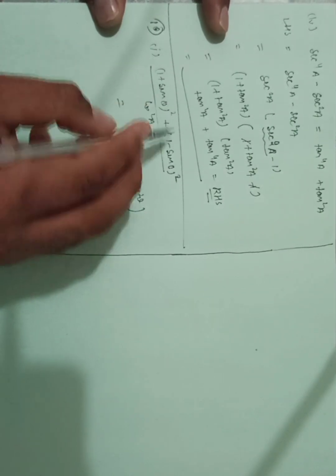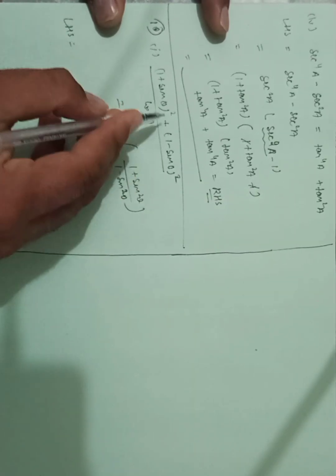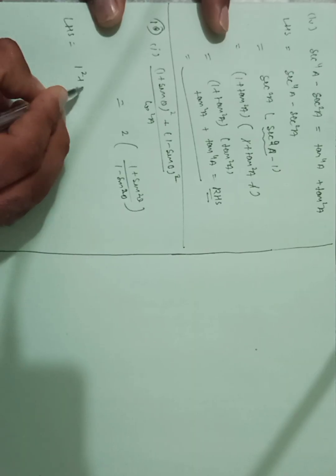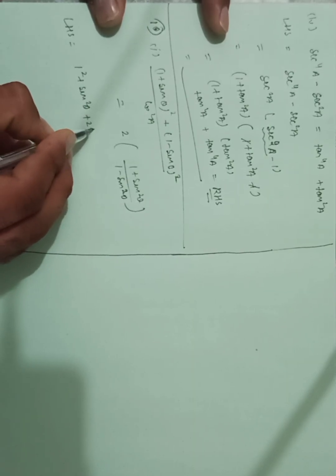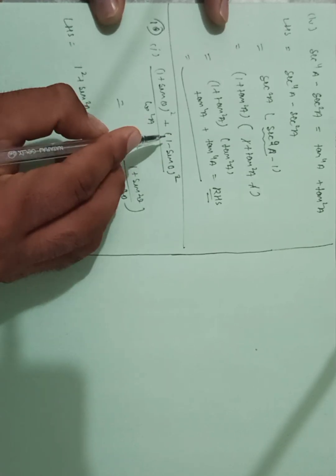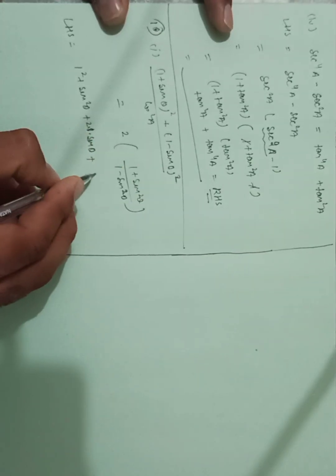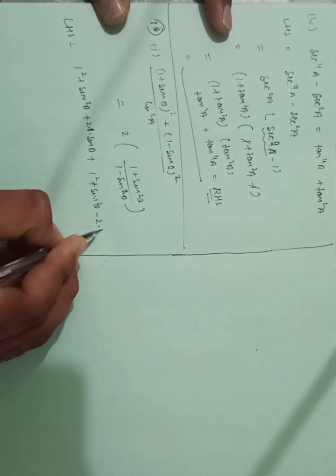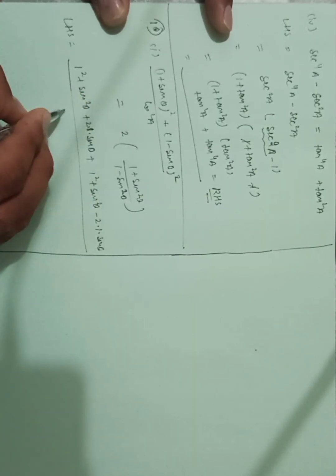First of all we'll solve this, and after solving you'll get to this point. This will become a plus b whole square, and it will be a square plus b square plus 2ab. Similarly this bracket will also be opened by a minus b whole square, so it will become a square plus b square minus 2ab divided by cos square a.